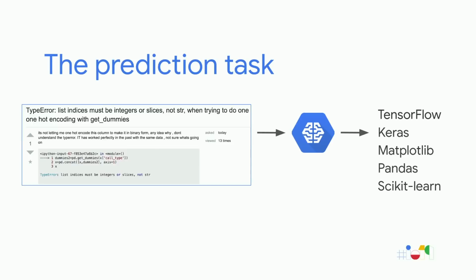Since we don't have a ton of time, I wanted to simplify the problem space. So in this example, we're just going to be classifying questions that have these 5 tags related to data science and machine learning. So for this particular question, our model should categorize it as Pandas, which is a Python library for data science.